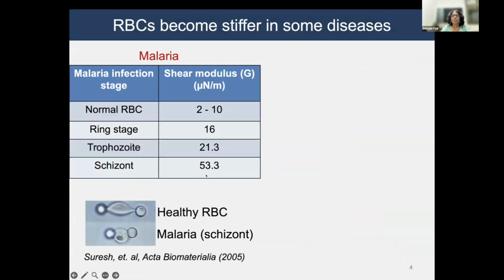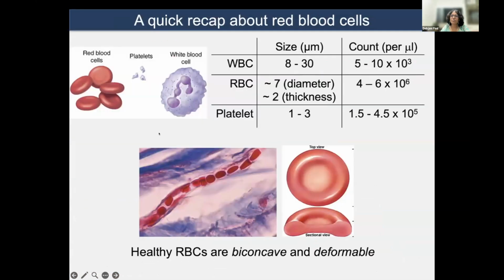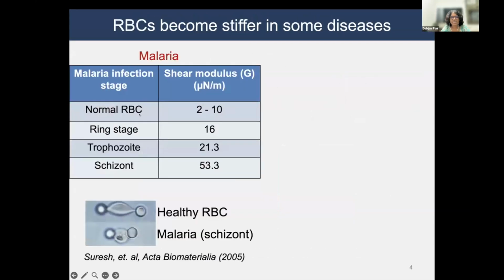Right, so let me just give a very quick recap about blood cells. Healthy red blood cells are biconcave in shape and they are very, very deformable. And it's the deformability that we are actually going to talk about today. If you look at a normal RBC, its shear modulus ranges somewhere between 2 to 10 micronewton per meter.